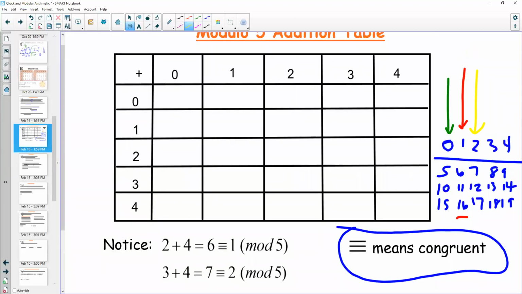So watch. 0 plus 0 is going to be 0. 0 plus 1 is 1, 0 plus 2 is 2, 0 plus 3 is 3, 0 plus 4 is 4. 1 plus 0 is 1, 1 plus 1 is 2, 1 plus 2 is 3, 1 plus 3 is 4, 1 plus 4 is 5. I don't have a 5, but 5 is equivalent to 0. Okay, 2 plus 4. We know what 5 is. 2 plus 4 is 6. 6 is equivalent to 1.